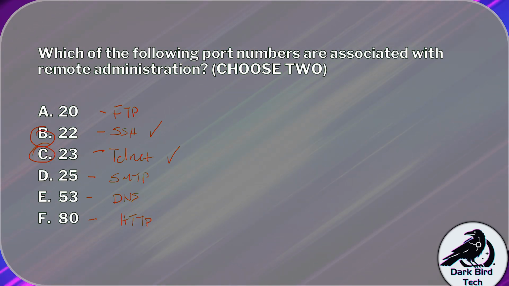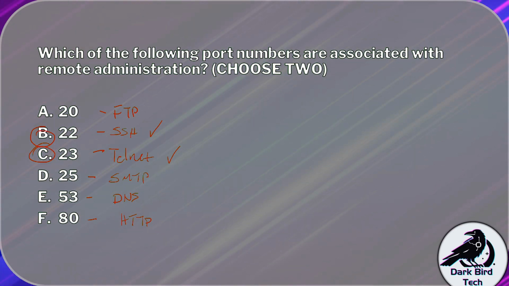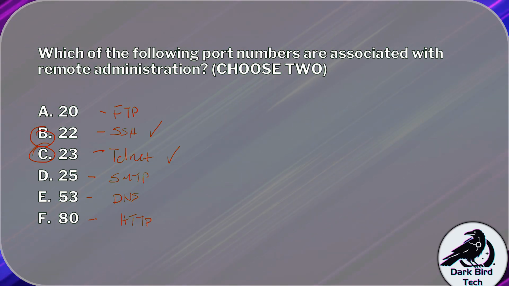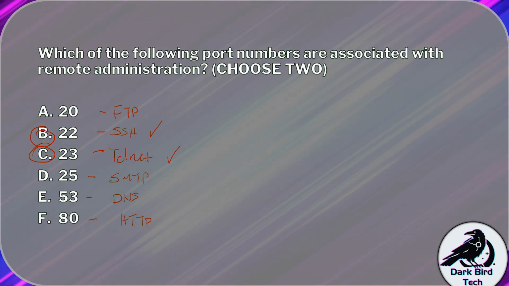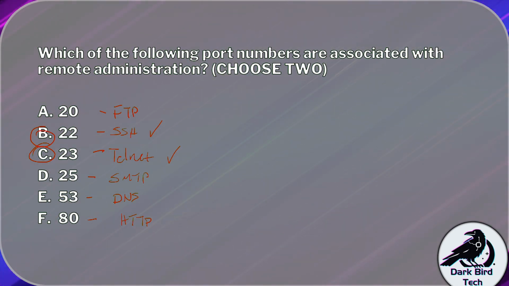22 and 23. SSH and Telnet. Those are our answers here because those are from the very beginning of any description, any entry in a textbook, whatever, will tell you these are remote administration protocols. Both command line, one has encryption, one doesn't. But the question isn't asking you about which is more secure. It's just saying which one deals with remote admin. So 22 and 23.